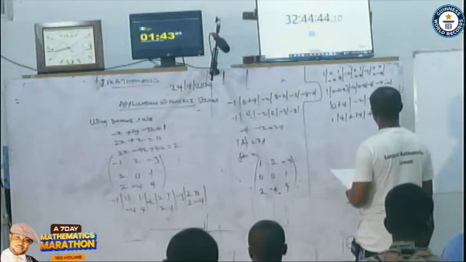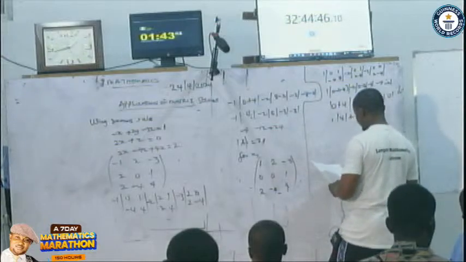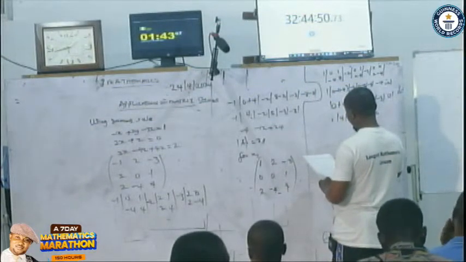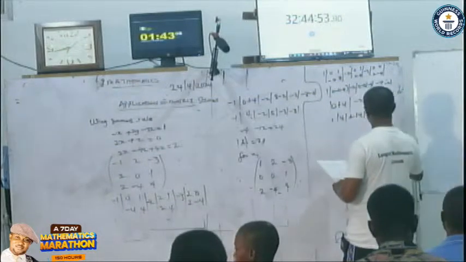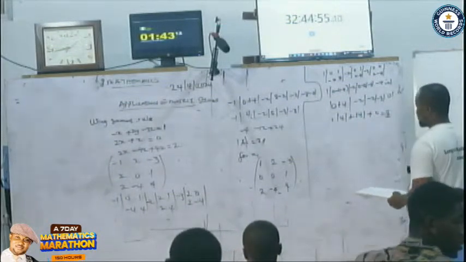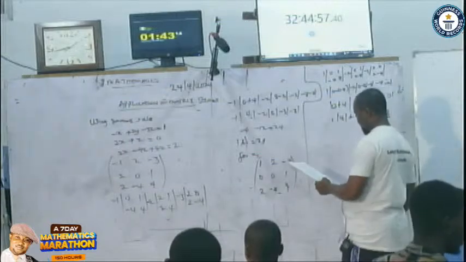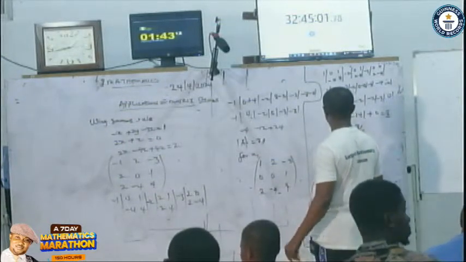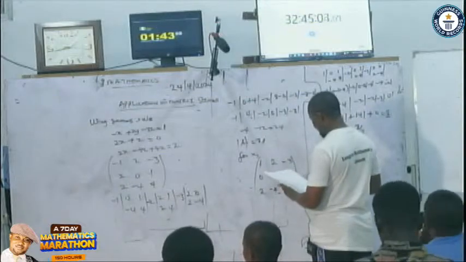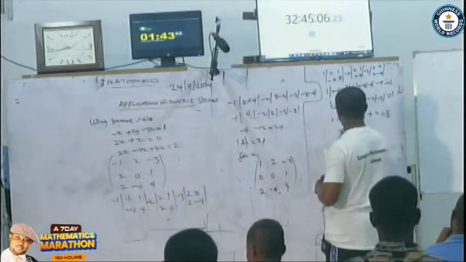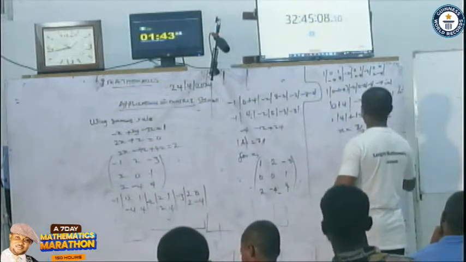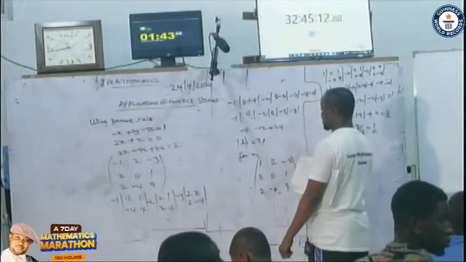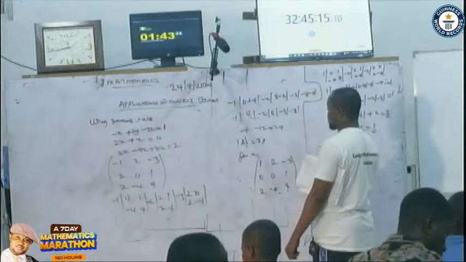Multiply by minus 2 will be 0. So that will be 4. That place will give us 8. What was the determinant here? 8. So that will be 8 over 8. So my x equals 1.